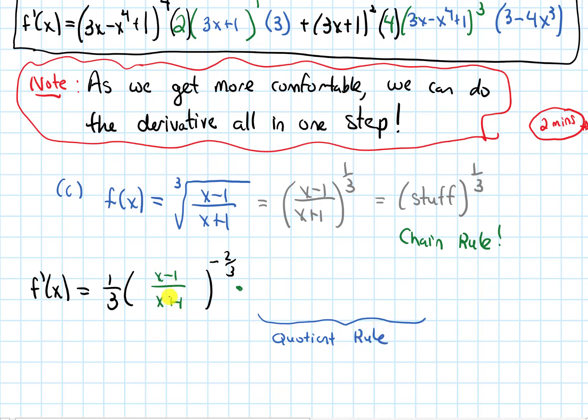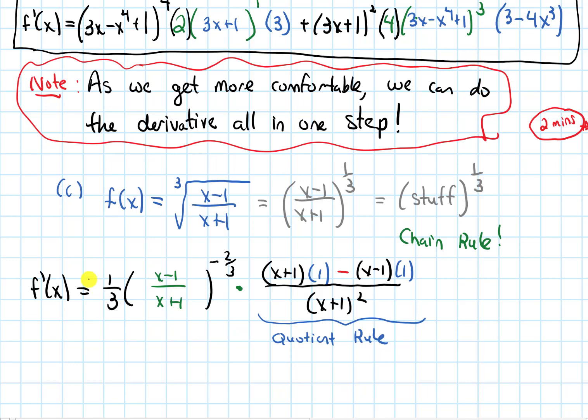Okay, so if I do quotient rule, we get low d high. So low times the derivative of the top, which is 1, and then minus high. So high is x minus 1, times d low, the derivative of the bottom, which is 1. And then over low squared, over x plus 1 squared. Okay, so that is our derivative.